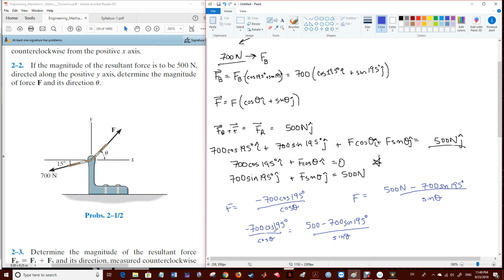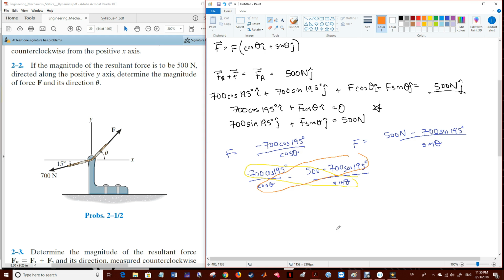And if I have two fractions with an equal sign in between, then I am able to cross multiply, and I'll show that with a different color. So the denominator of the fraction on the right times the numerator of the first one, and then I will multiply the numerator of the second fraction on the right times the denominator of the fraction on the left. And with this result, I get the following. I have negative 700 cosine of 195 degrees times sine of theta is equal to, in parentheses, 500 minus 700 sine of 195 degrees, times cosine theta.